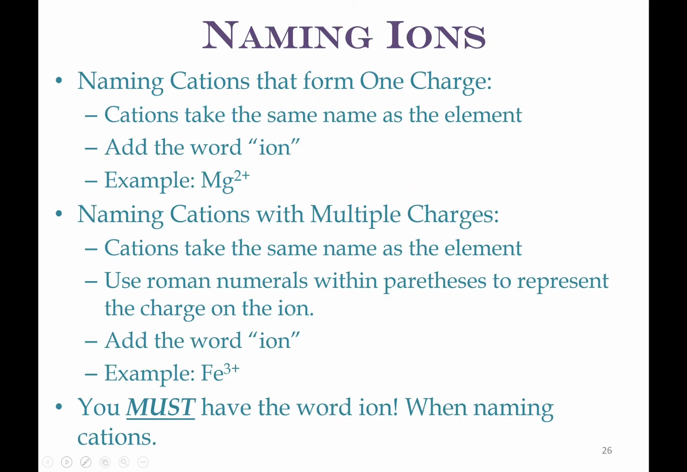So naming cations that only form one charge is pretty simple. You just name the element and then add the word ion. So here we have what element? It's magnesium, and then we add the word ion. Pretty simple, but if you don't have this 3-letter word, it's incorrect.